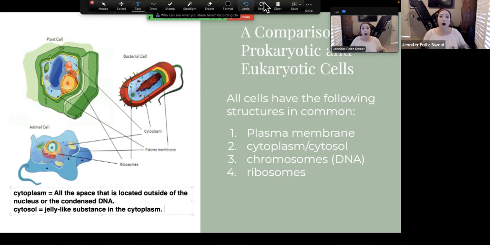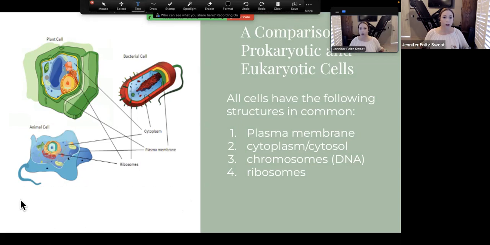Number 3, all cells have DNA. You should know that DNA is the genetic material that you find in all living organisms.